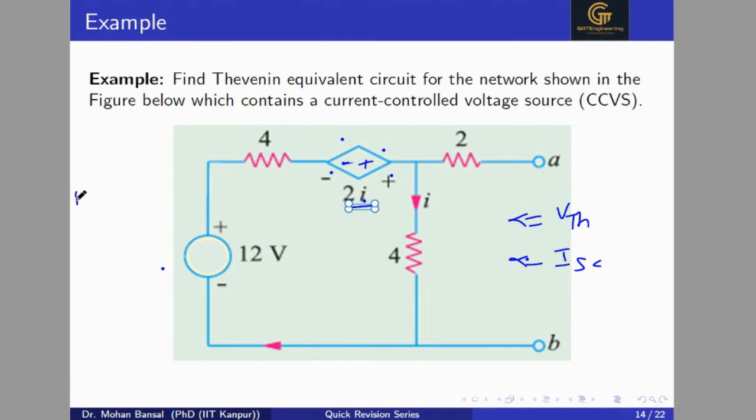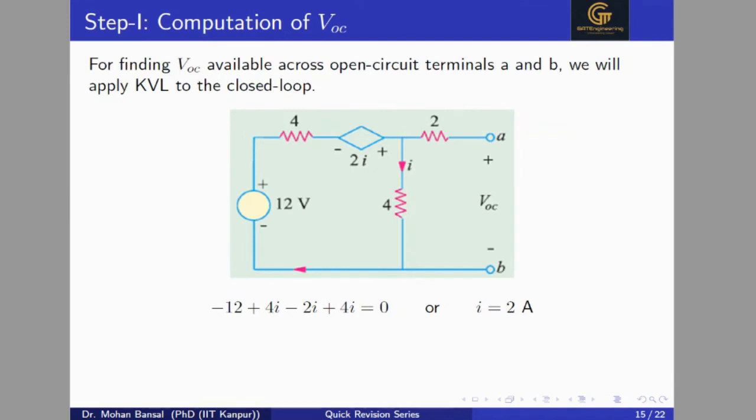And for computation of RTH, we will compute VTH divided by ISC. So you remember this step, you will not make a mistake if you remember this step. First you solve the VOC or VTH. So this is the open circuit. Now we can apply the KVL in this loop for finding out the VOC.